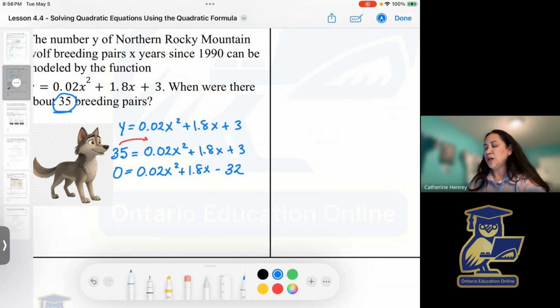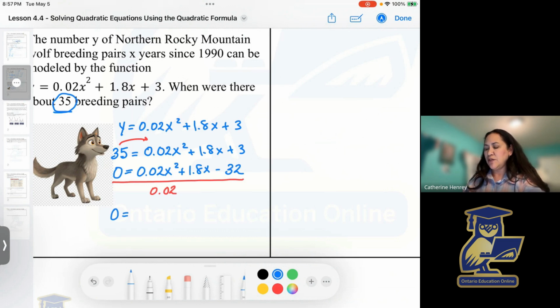They're decimals. Now the quadratic formula will always work, but why don't we see if we can change all of these decimals to whole numbers so it might be a little easier for us. If we go through and divide everything by the coefficient on the x squared, which is 0.02, then we can simplify and get whole numbers. So 0 divided by 0.02 is still going to be 0.